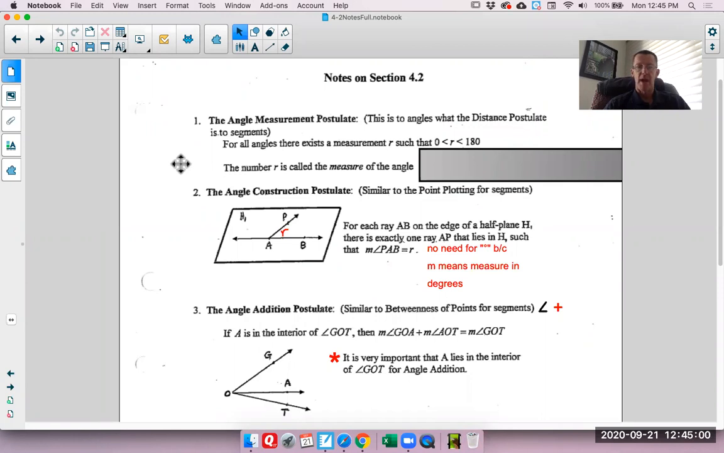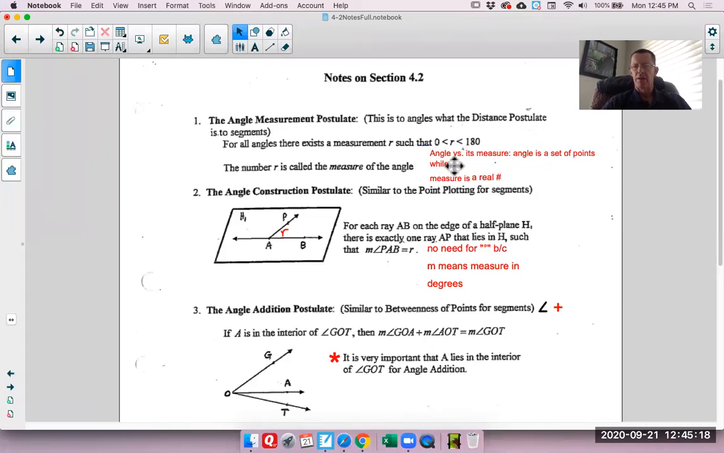So if there's an angle with a measurement that we'll just call R, then it's going to be something greater than zero, and less than 180. Can it be 180? No, less than 180. And R is basically the measure of the angle. So remember, an angle versus its measure.